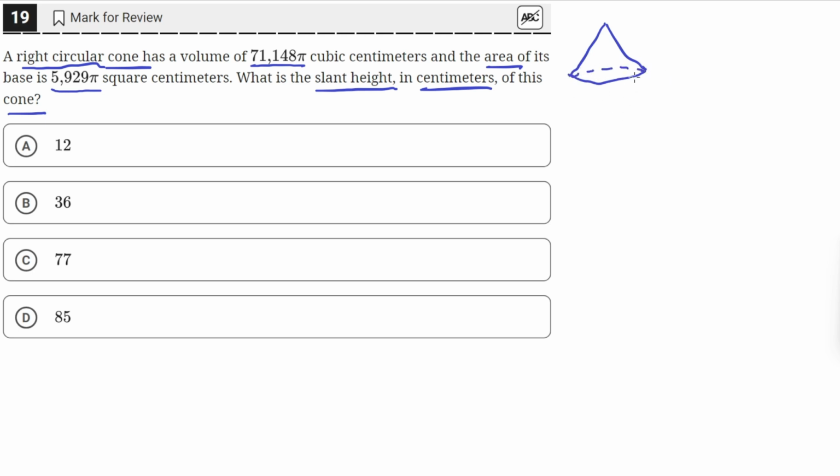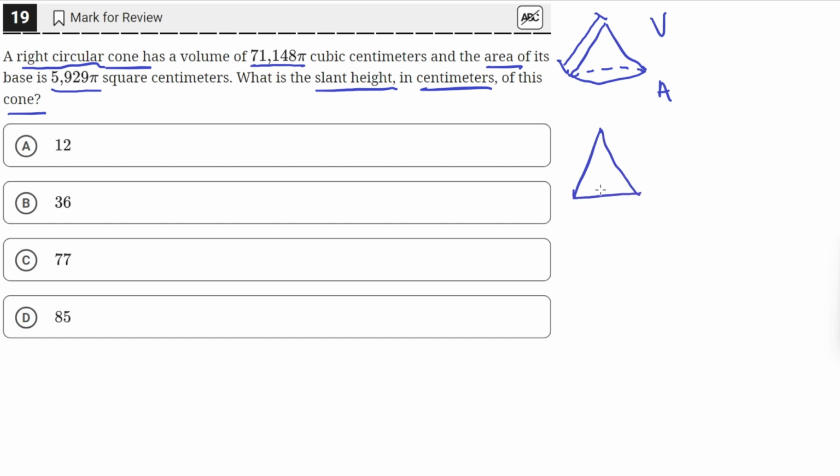So it's a cone with a circular base. We're told the volume and the area of the circle on the bottom, and we need to find the slant height. The slant height is this distance here, from the base up to the tip, following the edge of the cone. If we were to look at the cone from a side profile, it would look something like this.